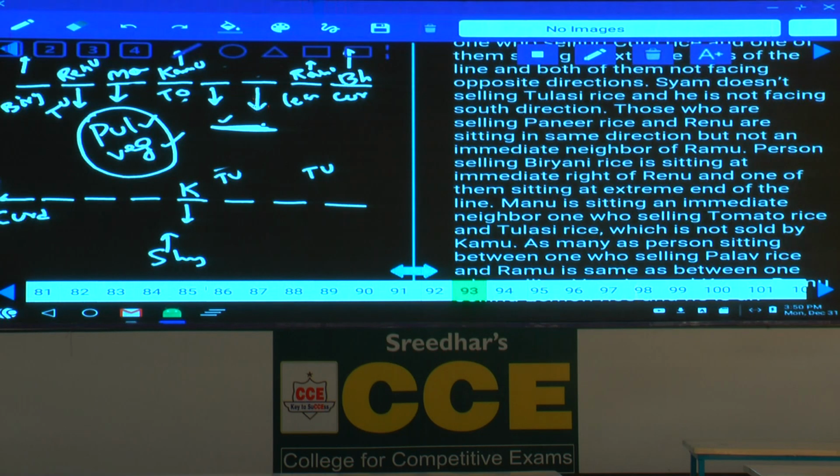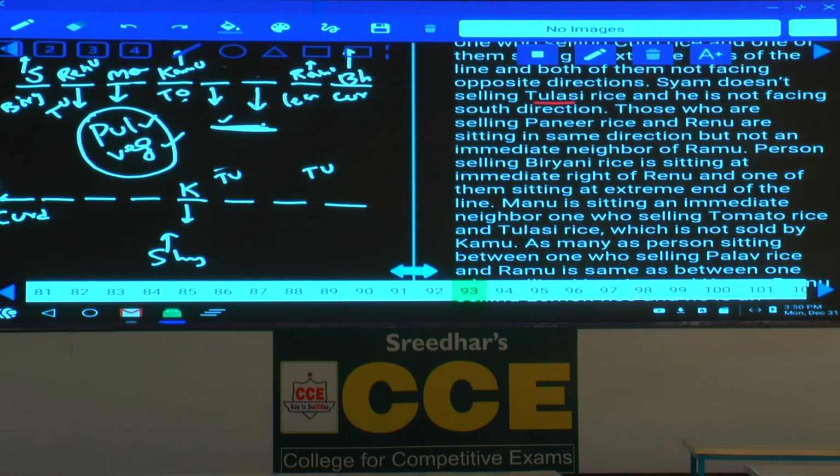Shyam does not sell tulsi rice. As Shyam does not sell tulsi rice, he is not facing south direction. Now this Shyam is not facing south direction. Tell me, that means this Shyam should face north, and this Shyam must be selling biryani rice, because these two persons are facing towards south only. Then Shyam does not sell tulsi rice and is not facing south direction.